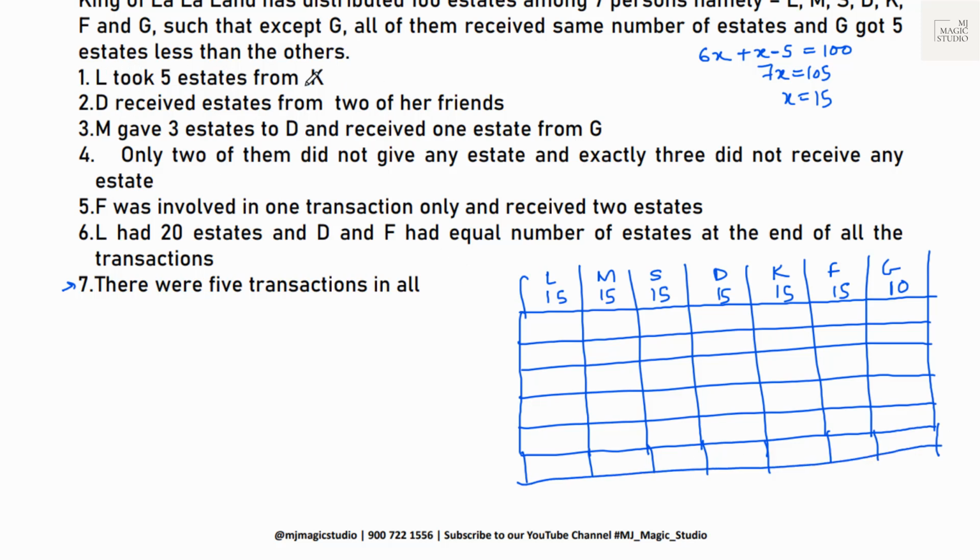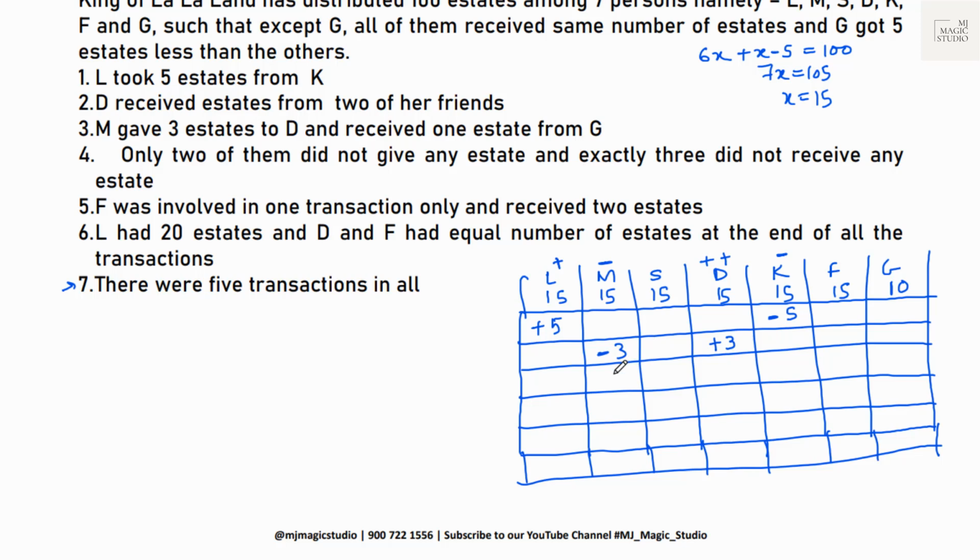L took 5 estates from K. So L plus 5, L is taking and K is giving, so minus 5. This is one of the transactions. D received assets from 2 of her friends, so I am putting 2 plus signs on D. M gave 3 estates to D. M minus 3, and D becomes plus 3. This is the second transaction.